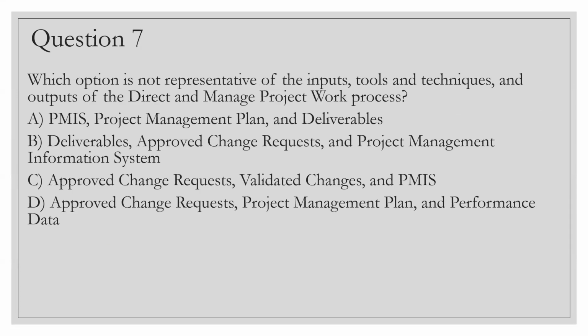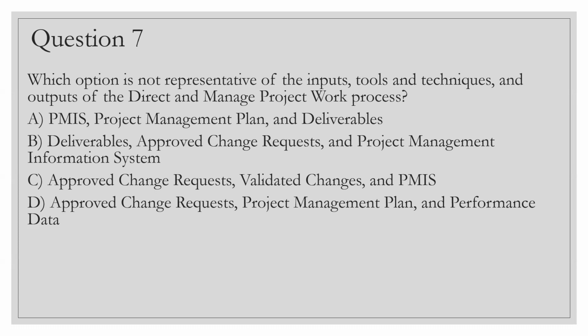Okay. Question 7. Which option is not representative of the inputs, tools and techniques and outputs of the direct and manage project work process? Okay. So the direct and manage project work process, it's asking you which option below is not representing the input, tool and technique and output. So let's see. This will be a tricky one. Okay. Now, PMIS, project management plan, and deliverables. Always remember that direct and manage project work will involve the project management plan, right? So not representative means, first of all, you take off answer option A and find out if any of the other answers has got a project management plan. You also find the project management plan in answer D, right? So A and D are eliminated. Now the answer lies between B and C.